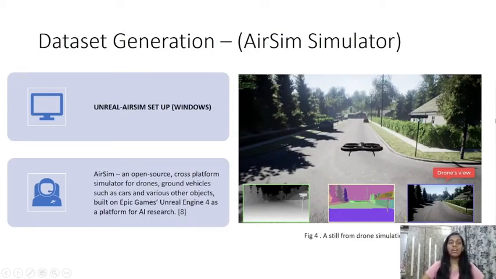Hello, now that we have established that we need a dataset which has images and its corresponding ground truth, which is the velocity, the dataset generation is done using the Airsim Simulator. It is an open source simulator for various objects like drones, cars, and it is built on Epic Games Unreal Engine 4. It has proved to be a boon for various research work to get the image dataset.